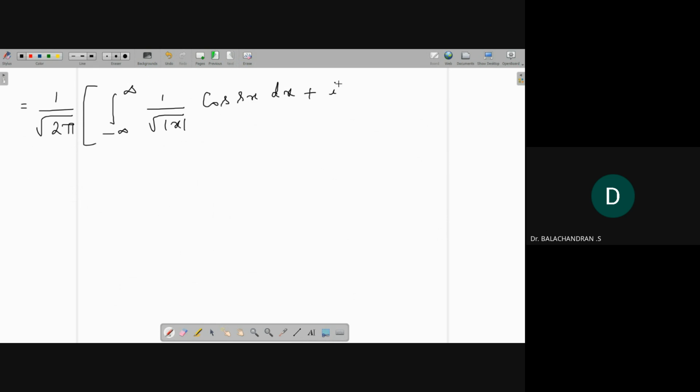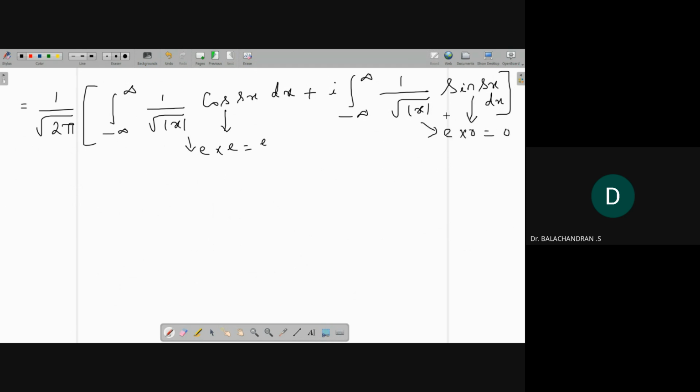Plus i integral from minus infinity to plus infinity of 1 by root of mod x into sin sx into dx. So again, this is an even function. Even into even is even. This is even, this is odd. So even into odd is odd. The second integral is 0. The first integral you can write what?